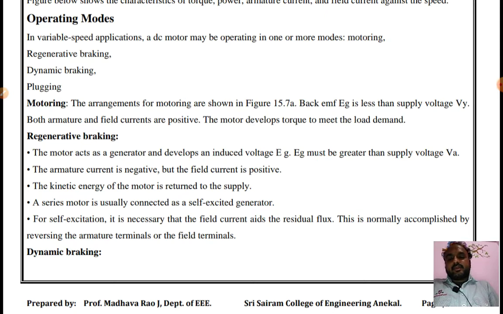A series motor is usually connected as a self-excited generator. For self-excitation, it is necessary that the field current aids the residual flux; the field current and residual flux must add. This is normally accomplished by reversing the armature terminals or the field terminals. So this is about regenerative braking: back EMF is more than the supply voltage, the armature current is negative, and the field current is positive.